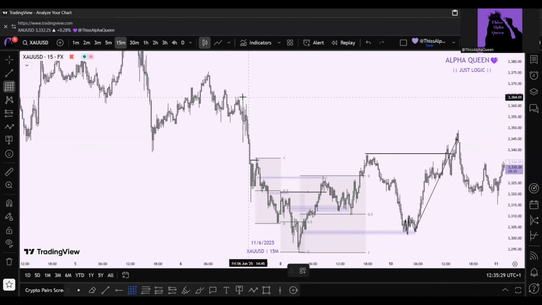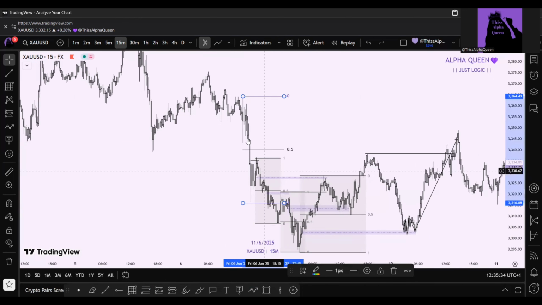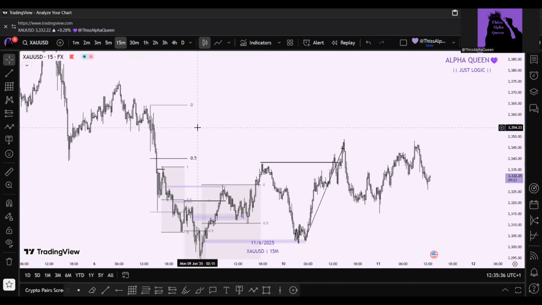So we have this. This was the last point that was formed. So price did not complete here, so it doesn't make a complete pullback. So price came here, from external to external, right? So price came here.